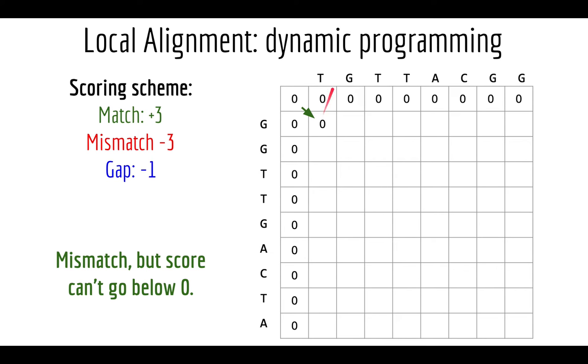So in this case, there's a mismatch. So you'd think, oh, well, we make it a minus 3. One of the rules of the Smith-Waterman algorithm is that the score can never go below 0. And as I hope I'll bring it full circle, that's what makes it a local alignment. We'll come back to that in a few slides. All right. So if we basically chose this path, the score would be 0.